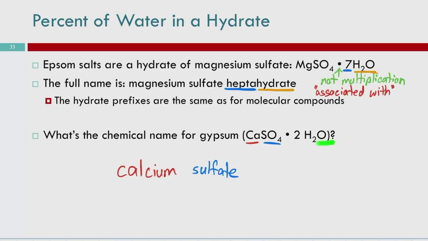And we've got 2 waters for every one of our calcium sulfates. So we have to name this. The H2O part is hydrate. And we've got 2 of them. Our prefix for 2 is di. So calcium sulfate dihydrate would be the full chemical name for gypsum.